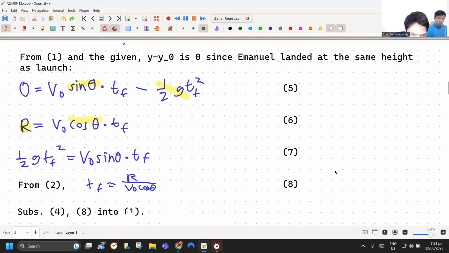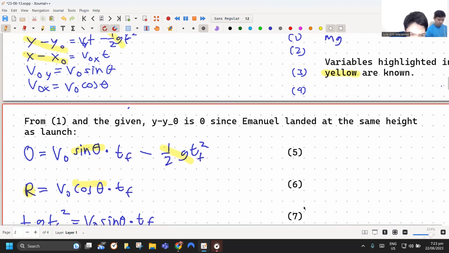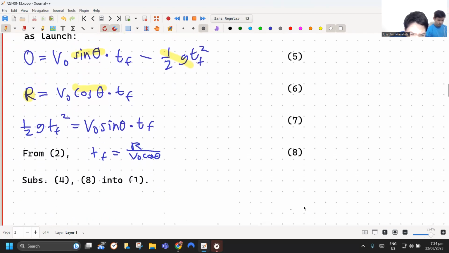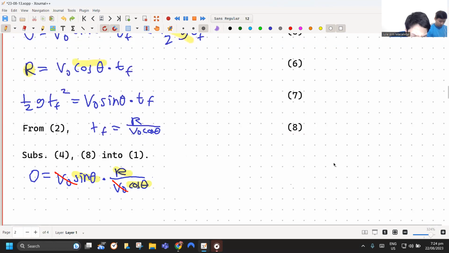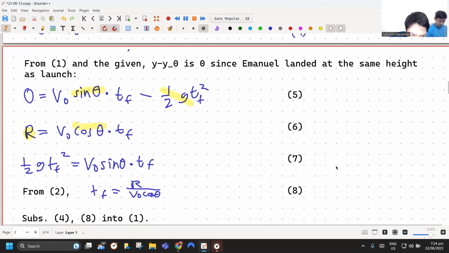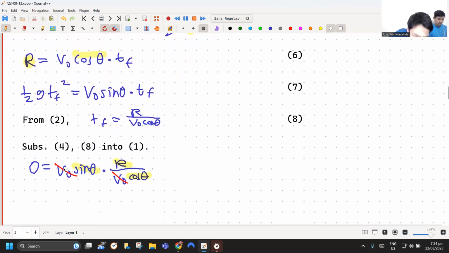Now we can substitute it into 1. We can use all of this that we now know and use t f, because we know it in terms of v0 and range, and we know range, cosine, and theta. We only don't know v sub 0, so we'll be able to isolate it later. So now 0 is equal to v0 sine theta times R over v0 cosine theta, because that is t f. And then here, we can now cancel v0 and v0 because they are like terms.